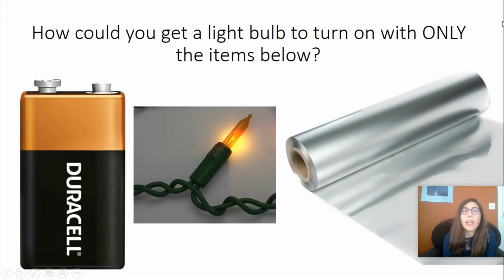If we were in school right now, I would hand you the three items that you see on the screen. I would hand you a battery, a Christmas light, and some aluminum foil, and I would ask you to get this light bulb to turn on. Now, don't try this at home for safety reasons, but think about what you would do. And next week, you'll see a video of a Christmas light being lit up with just foil and a battery.